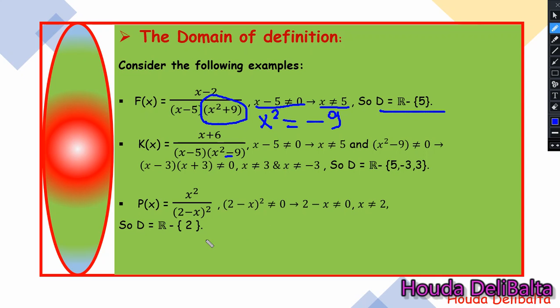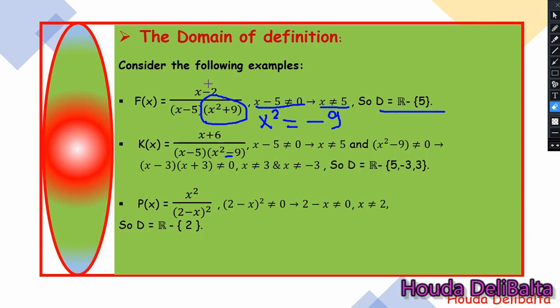Okay, so the only value that makes the denominator 0 is 2, because 2 minus 2 is 0. And here, in solving equations, 2 is called a double root because I have power 2 here. So I don't need to solve 2 minus x twice. I just solve it one time, as if I don't have a power 2 here.